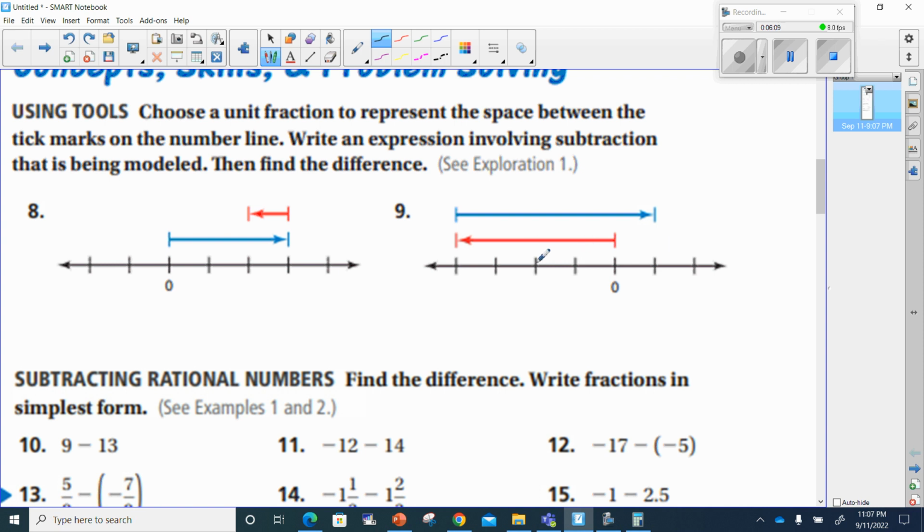They went back 1, 2, 3, 4. Let's see here. 1, 2, 3, 4, 5, 6. I guess I could say that they went back 4, 6, negative 4, 6, right? Choose a unit fraction to represent the space between the tick marks on the line. Write an expression involving subtraction that is being modeled, and find the difference. So this would be negative 4 over 6 plus 5 over 6.